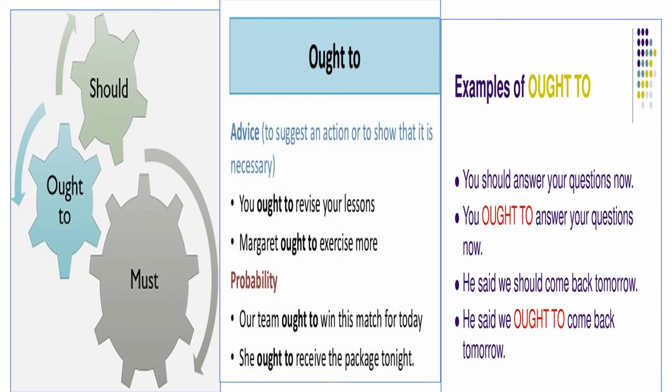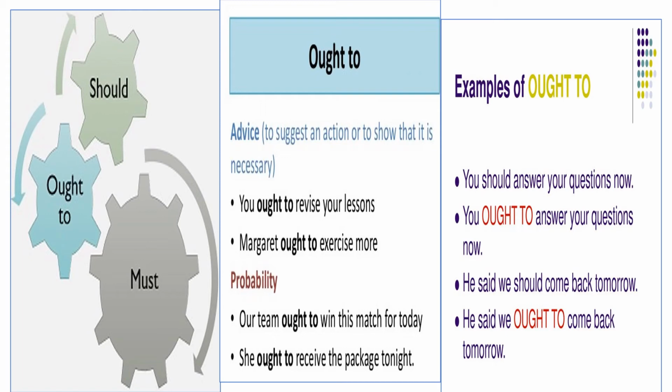What does ought to mean? Ought to means should or must. Not only that, ought to is also advice or probability. Let's look at some examples. You ought to revise your lesson. Margaret ought to exercise more. Our team ought to win this match for today. She ought to receive the package tonight.